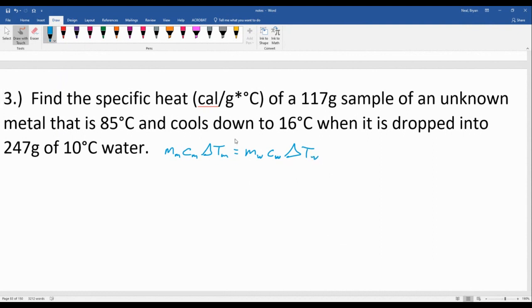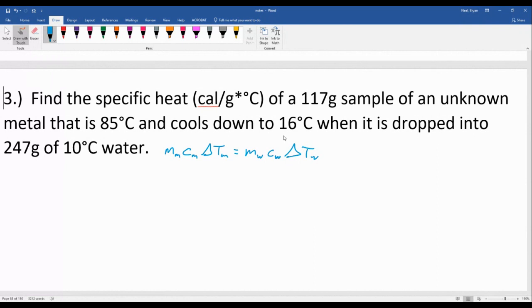Now we do have to be careful on these changes in temperatures. We want to make sure that the way this works out, that every part of this stays positive. And so we do have to very specifically subtract in a particular order to make that line up. So let's look at this. Let's see what we've got, what we can plug in.